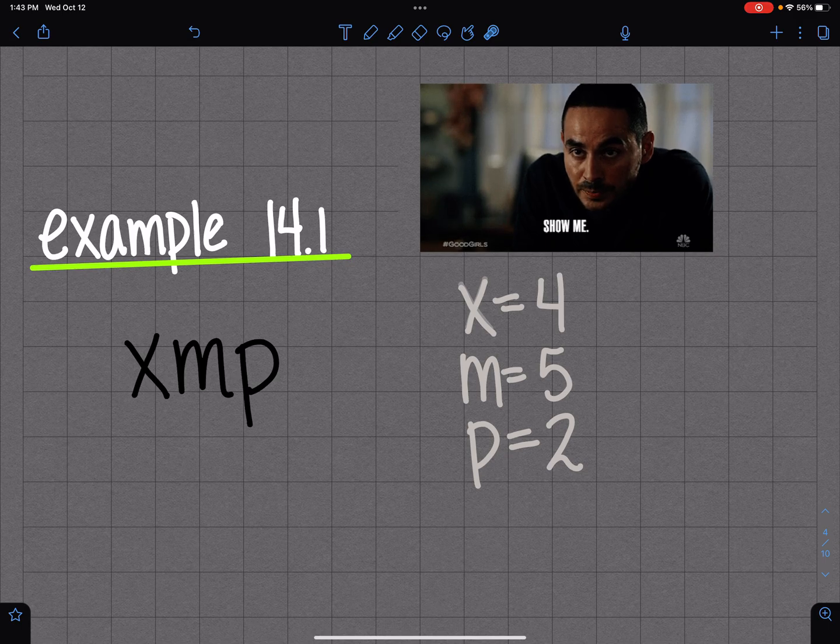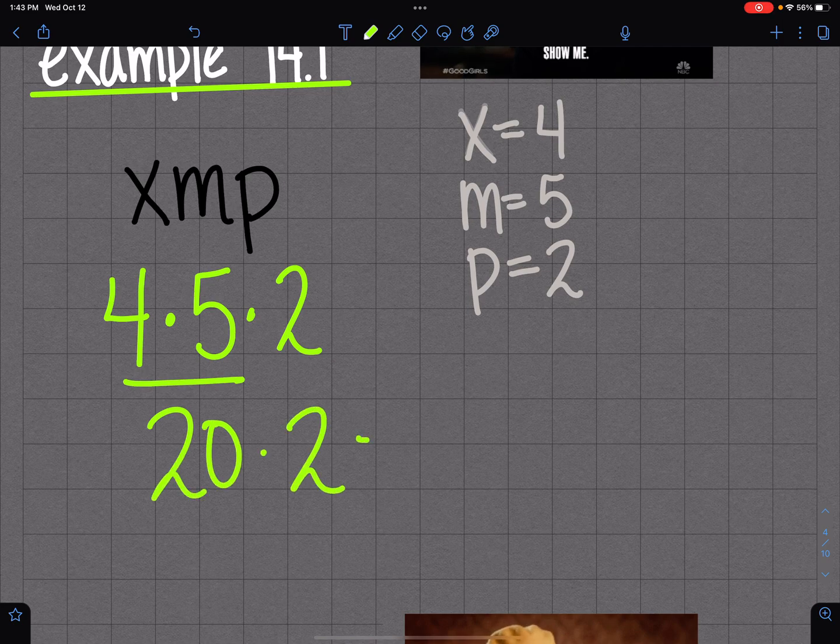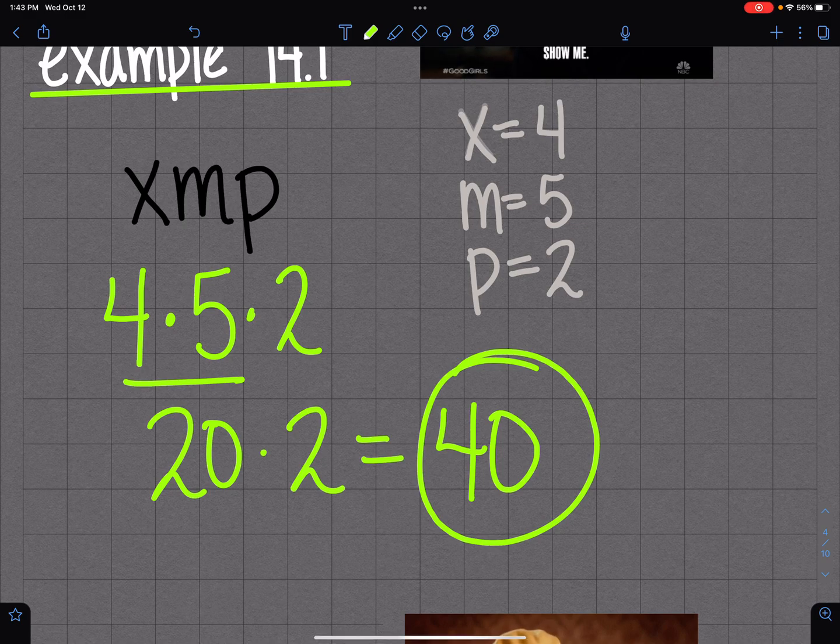So all we have to do is plug in a 4 when we see an x, plug in a 5 for the m, plug in a 2. This is 4 times 5, which is 20 times 2. So we get 40, and that's the final answer.